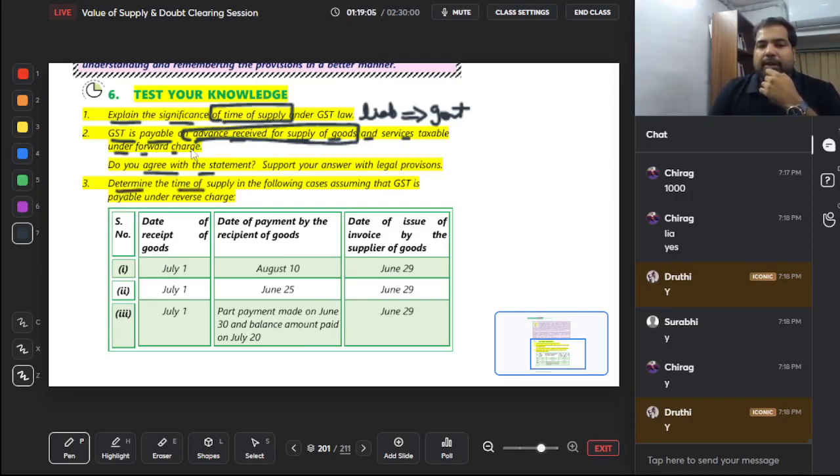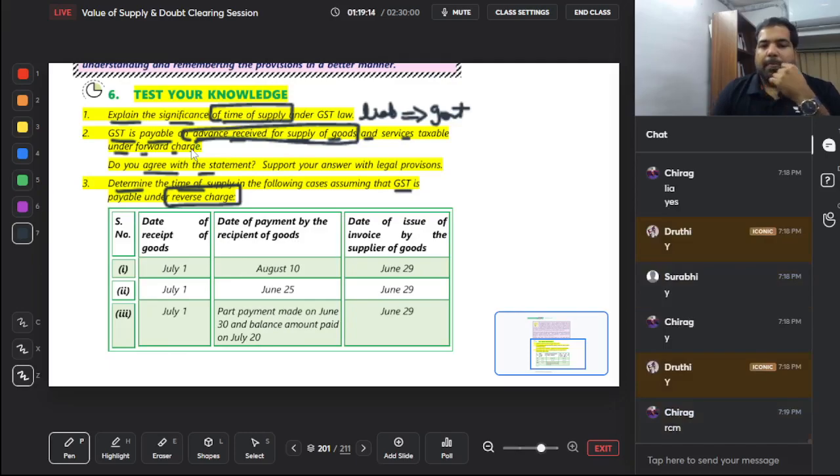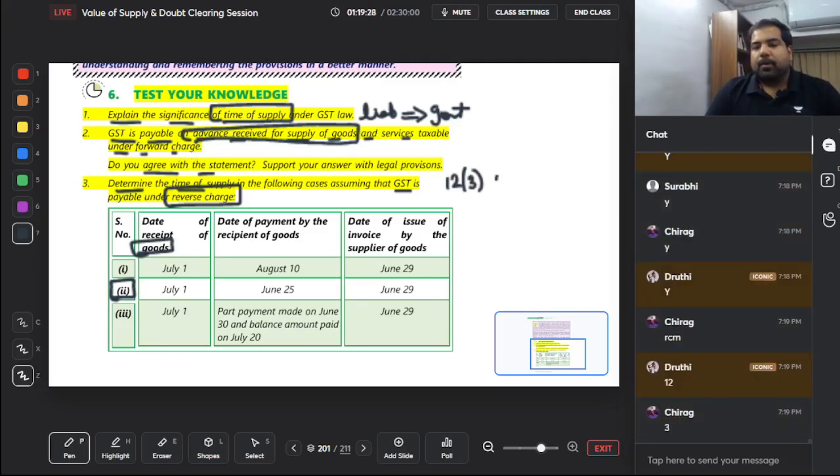Determine the time of supply in the following cases. Assume GST is under reverse charge. So, guys, reverse charge means it will be under section 3, subsection 3. This is goods. We'll do only one. Let's do the second one and the third one. Guys, this is goods. So which section will apply? Section 12. And this is RCM. So with section 3, recipient pays in 31 entirely.